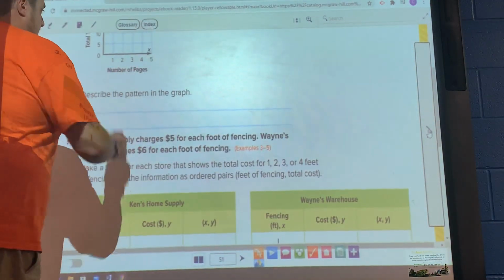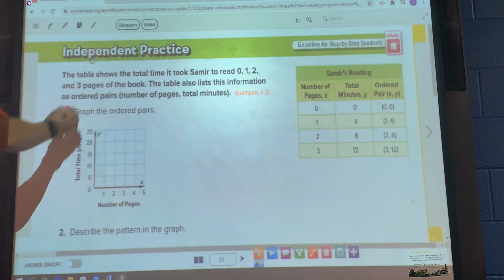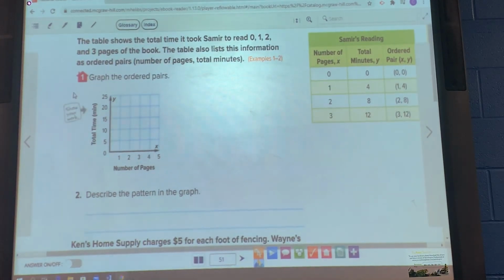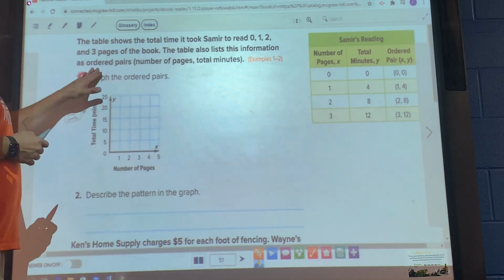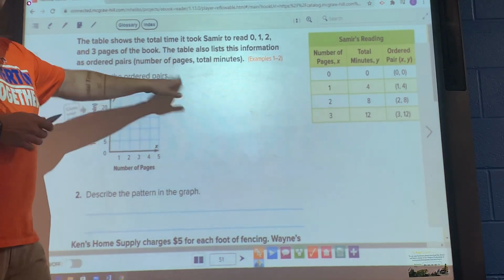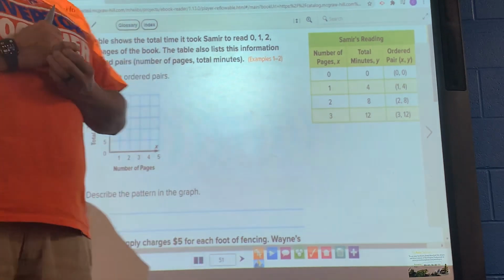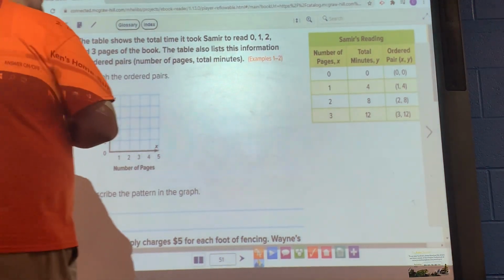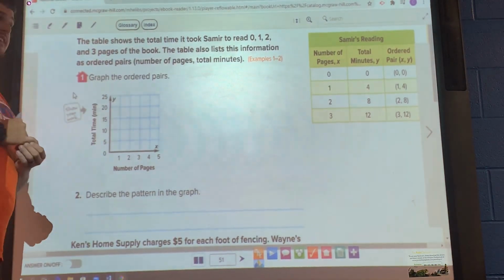We're gonna go to page 51. Okay, we're gonna do number 1 together, all right? So the table shows the total time it took Samir to read 0, 1, 2, and 3 pages of the book. The table also lists information as ordered pairs. So number of pages is our x-coordinate. That's what's gonna be our x-axis. Total minutes is our y. So that's how we set it up.